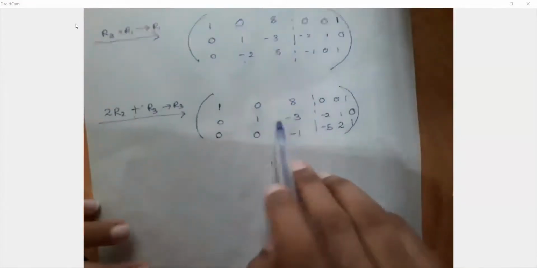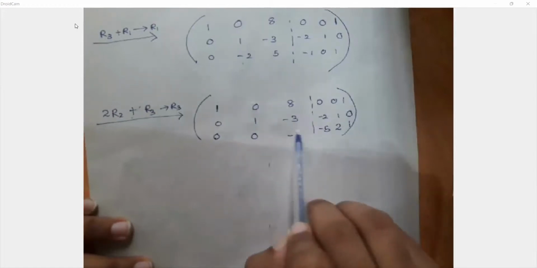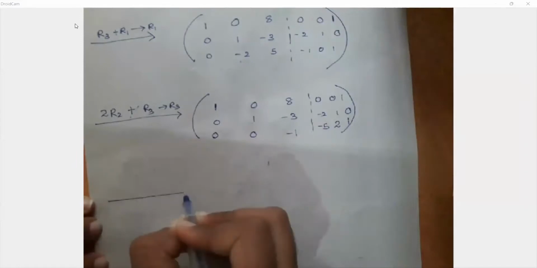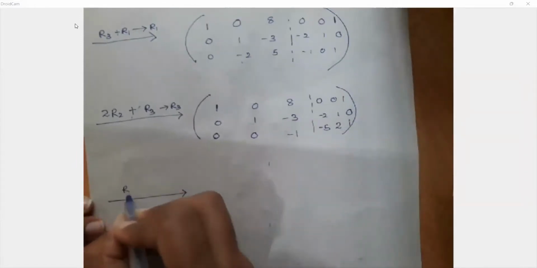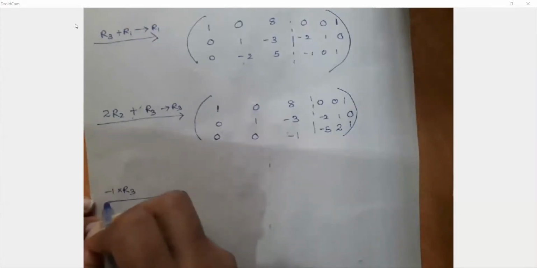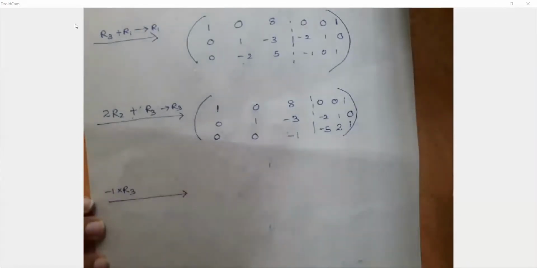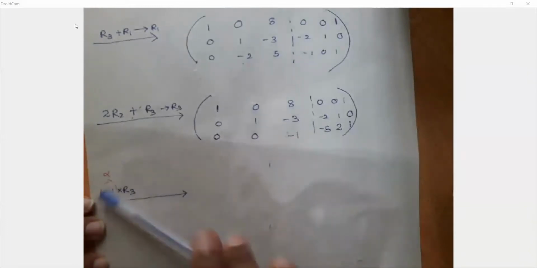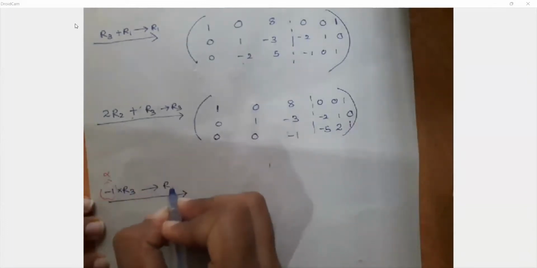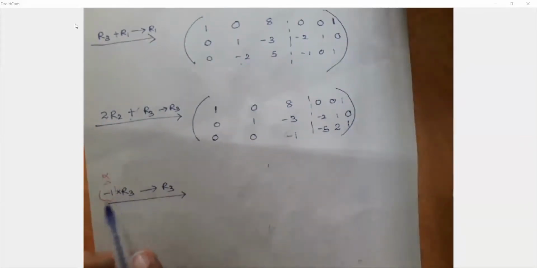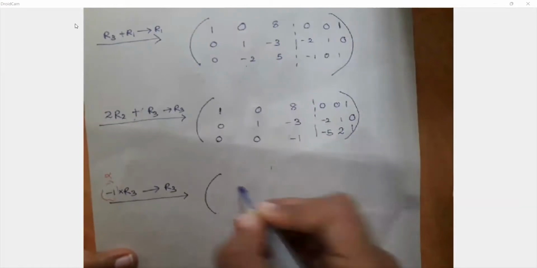Now what? Now we have to make this into a leading one. I will multiply R3 by minus 1. This is our alpha, our scalar. If we can multiply a given row by a scalar and put the answer in the same row.